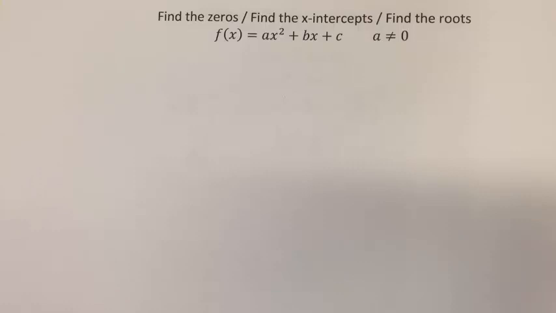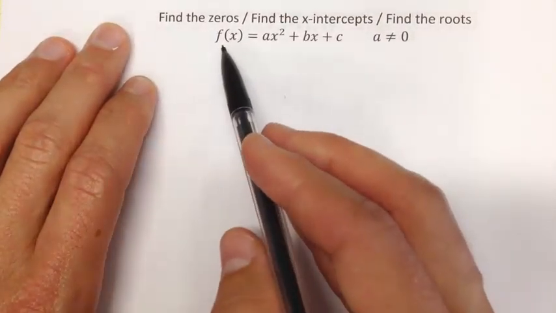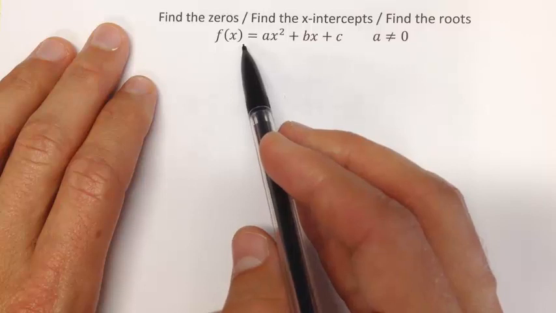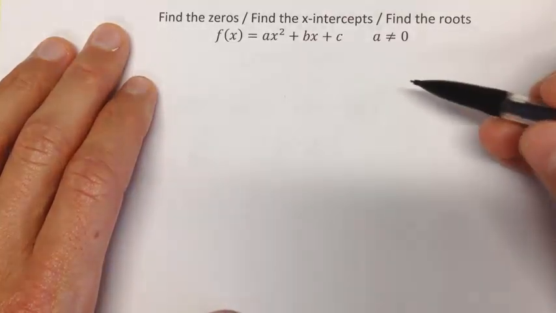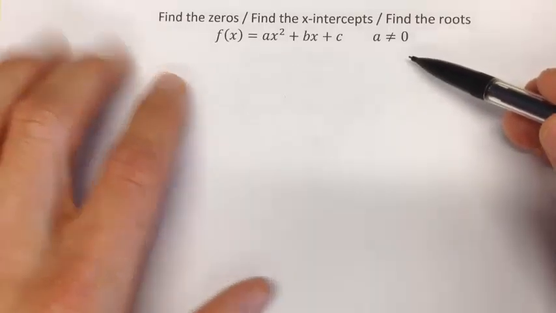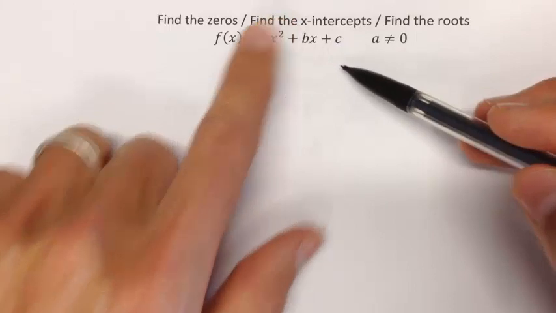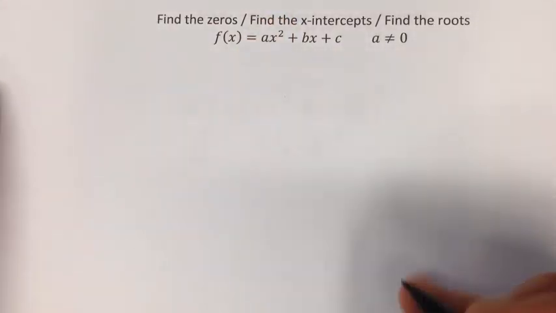Okay, in this problem we're going to find the zeros, or find the x-intercepts, or find the roots. All of those are instructions to do the same thing, of the general quadratic f of x equals ax squared plus bx plus c, where a is not equal to 0. Notice if a was equal to 0, that term would disappear, and we'd just have a linear function. So we'd be dealing with that differently.